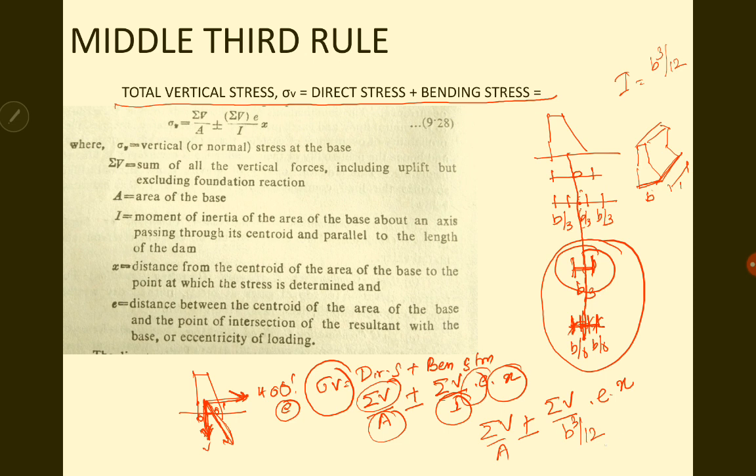Now, what will this equation be? You can derive it as sigma V by A into 1 plus 12E by B square into X. Now, what is this X value? X will be equal to B by 2. Here this is the base, this is the toe and this is the heel. What is the distance from the centroid? It is B by 2. This is also equal to B by 2. So X is equal to B by 2.